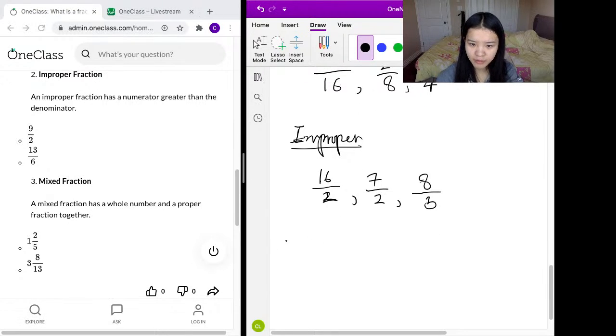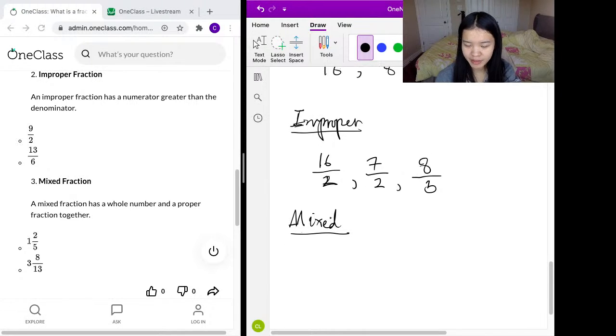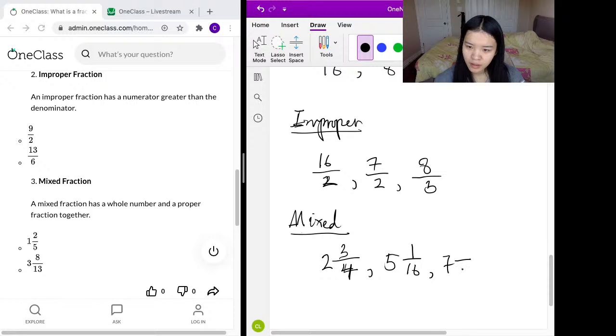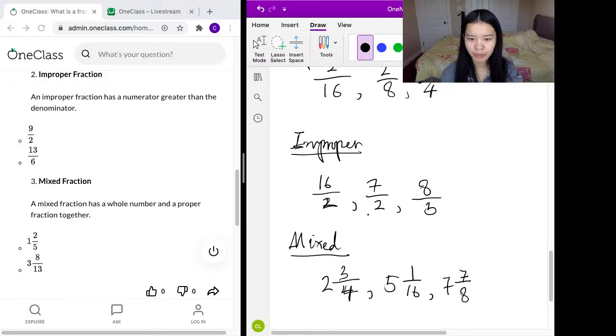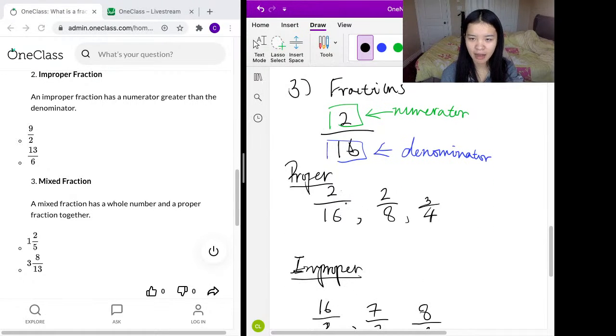There are also mixed fractions, which are a mix of whole numbers and fractions, but they're still a fraction. Some examples would be 2 and 3/4, 5 and 1/16, and 7 and 7/8. So here are some examples of proper, improper, and mixed fractions, and this is the concept of fractions.